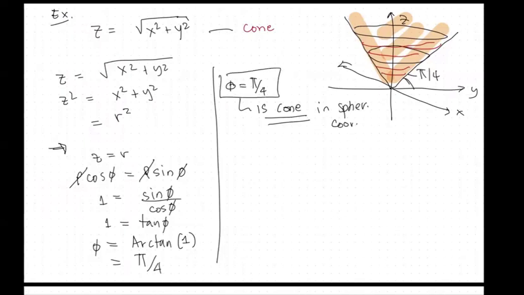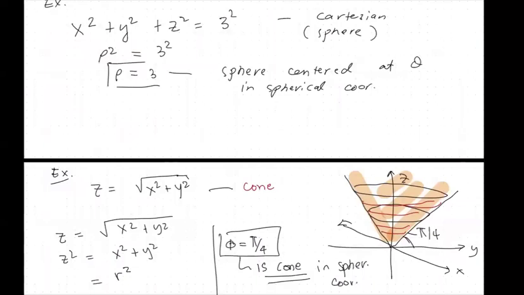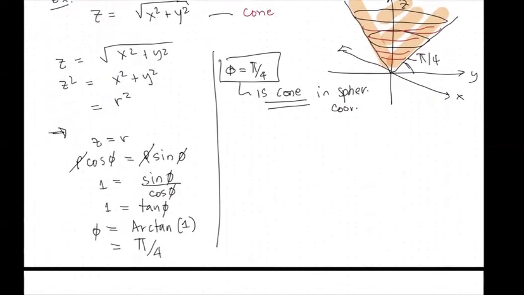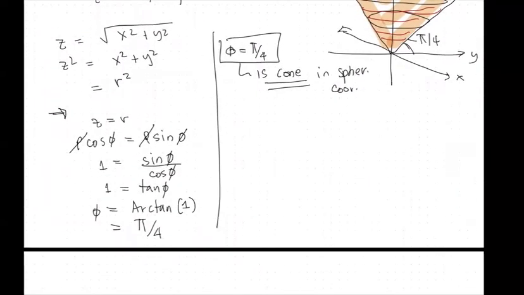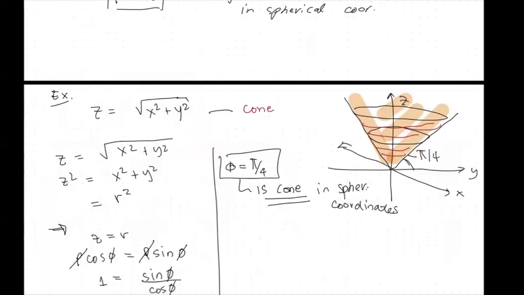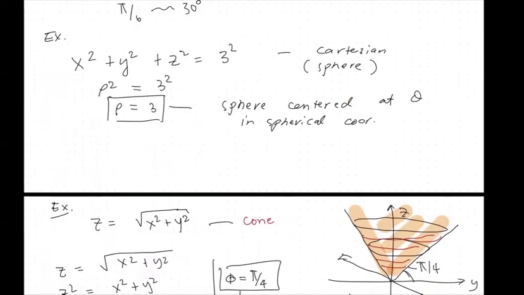This equation is a sphere. This one is a cone in spherical coordinates. So this is the graph of the cone. And of course, the graph of the sphere is very familiar. You get a sphere centered at the origin.